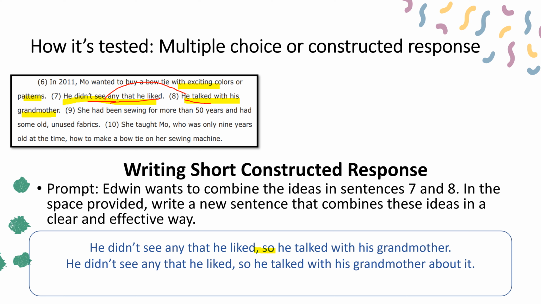Some students like to get a little more creative and add a few words. Now, be careful not to add too many words because you don't want to change the meaning of the sentence. So here, I just played with it a little bit. He didn't see any that he liked, comma, so he talked with his grandmother about it. If you're going to add words, just add a few here and there just to combine the thoughts in a way that makes sense to you, but does not change the meaning of the sentence.